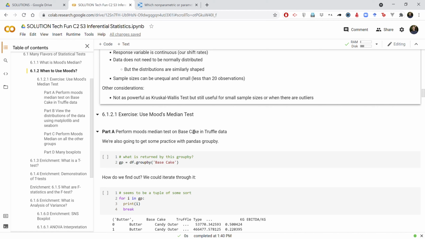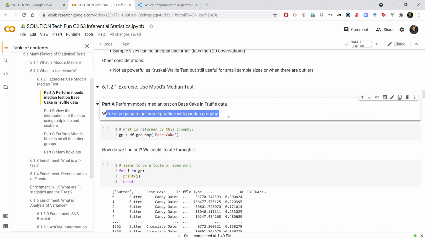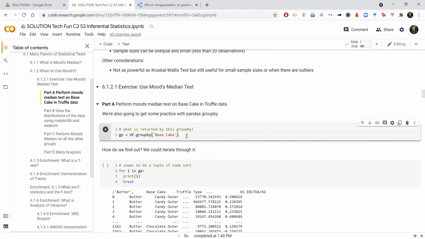Part A, perform Mood's median test on base cake in truffle data. And while we're doing this, we're also going to get some practice with pandas group by. This was a new topic for us quite recently, and group by can be a little confusing. So let's use this as an opportunity to better understand the group by method in pandas.